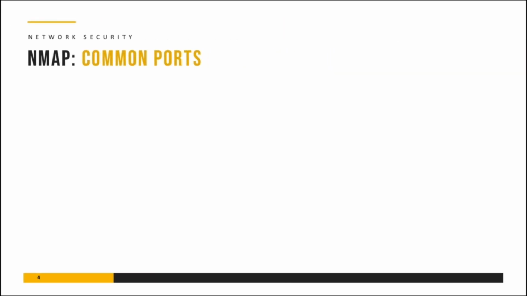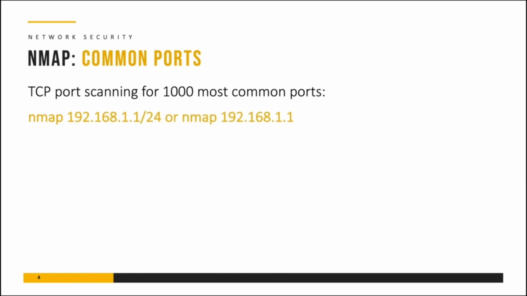So let's have a look at some of the commands used for port scanning. First of all, we'll see how we can scan 1000 common TCP ports. The command used is nmap, and then either you can specify the range of IP addresses using the mask. So for example, 192.168.1.1 and then the mask 24. All of this range of IP addresses would be scanned, or alternately, you can specify a single IP address, in which case the 1000 ports would be scanned for this system only, whereas in this case, the common 1000 ports would be scanned for this range of IP addresses.